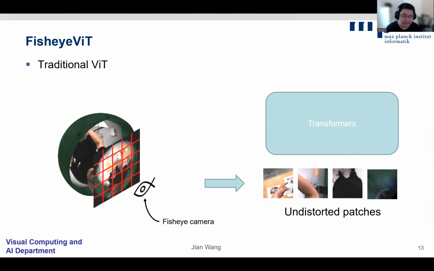onto the surface of a hemisphere, and we try to undistort the fisheye image on the tangent plane of this hemisphere. This is a very common practice for undistorting one small part of the fisheye camera. One question is why we cannot undistort the whole fisheye image. This is because the fisheye camera covers a very wide angle, or wide FOV, field of view. So if you simply undistort it, the image will be extremely large and it's not practical at all. So after undistorting the image patches, we send them to the transformers and get the feature tokens.